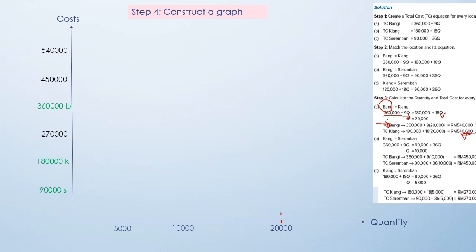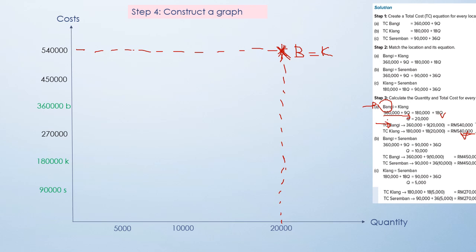So this is 20,000, and we intercept with 540,000. So this will be the intercept. 20,000 we match with 540,000. So this is the first intercept that I mark as X over here. For the intercept, you have to give the ownership, hak milik. So over here, the intercept belongs to Bangi and also Kelang.